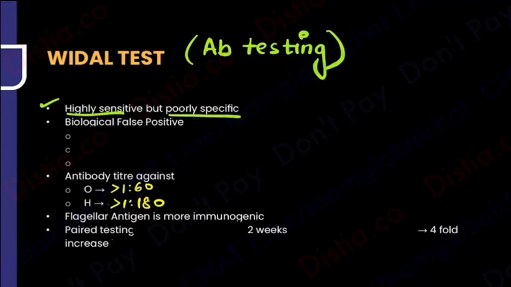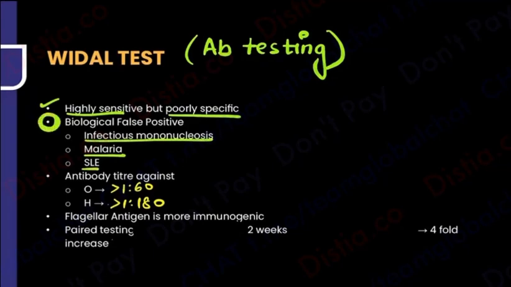So yes, you will see false positives. For example, you can see it with infectious mononucleosis, that has a lot of antibodies. You can see it with malaria. Malaria season, suddenly you will see the typhoid Vidal is going high. SLE is an autoimmune disorder. It has so many antibodies. Of course, they are also going to cross-react.